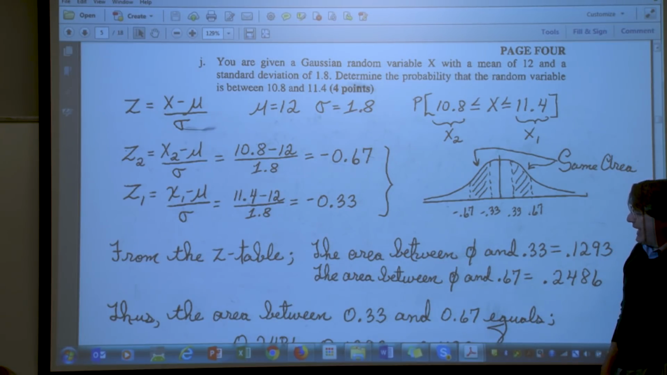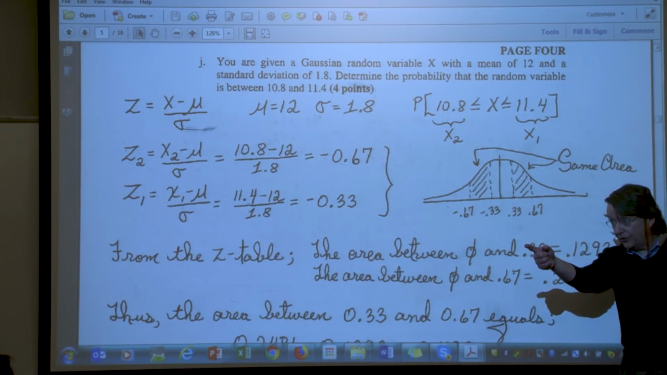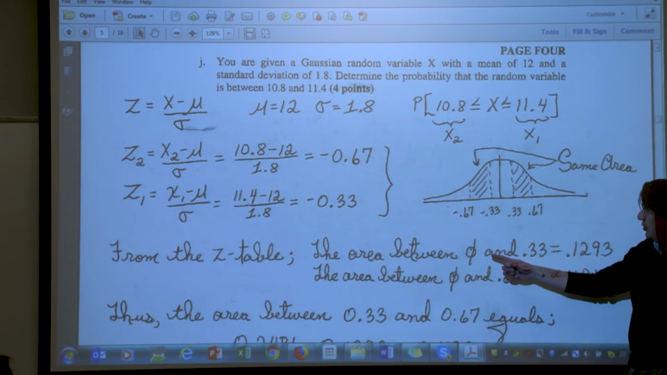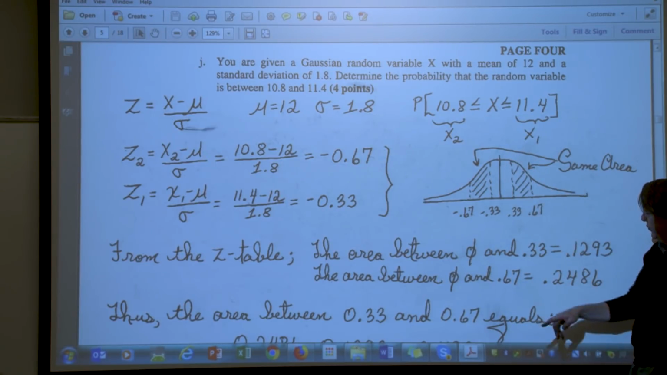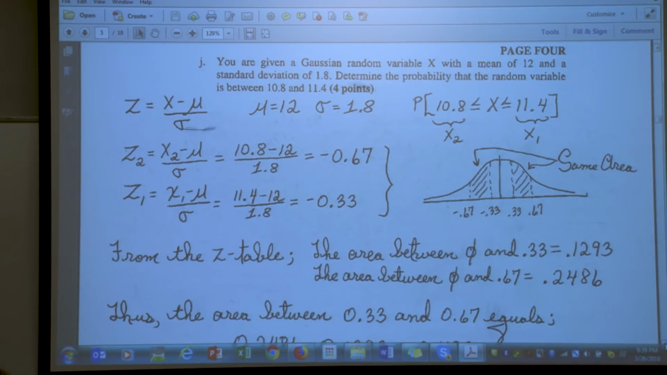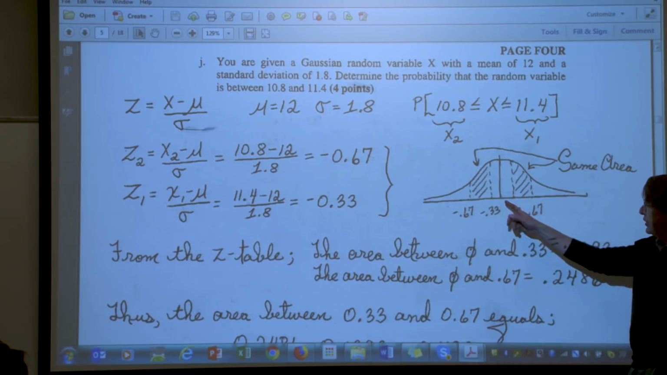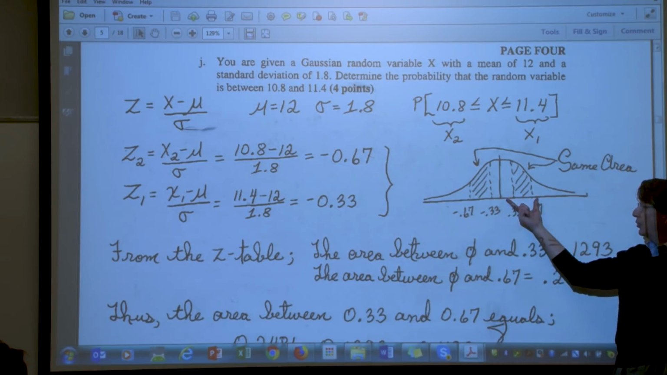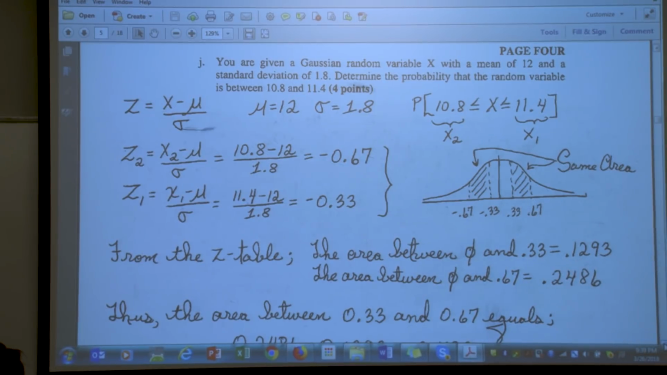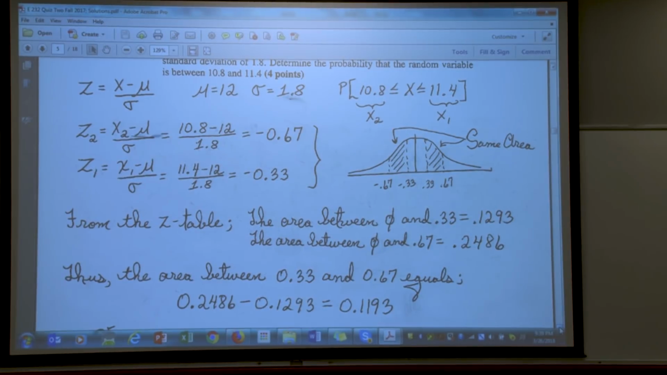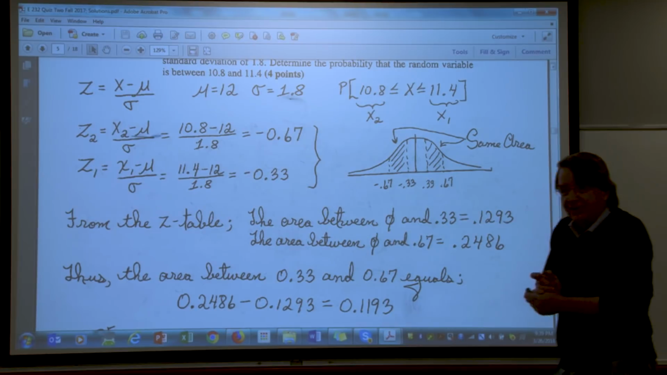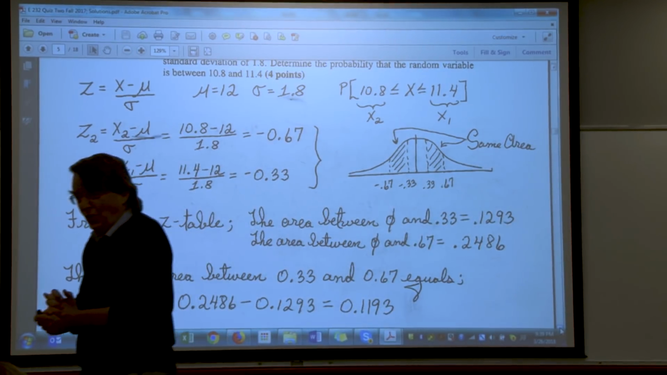Now, from the Z table, I have to look up the Z table twice. So the area between 0 and 0.33, that's this area right here, the area from 0 to 0.33, that's given here, 0.1293. Now, the next thing I do is I look up the area from 0 to 0.67. So I look up all of this area. And the area from 0 to 0.67 is 0.1193. All right, studio audience, what do I now have to do to get the answer?